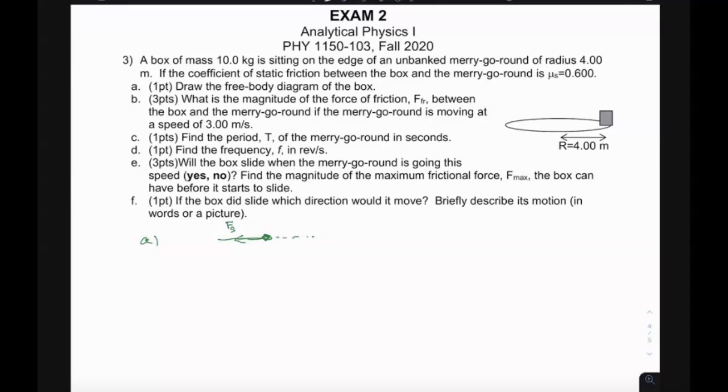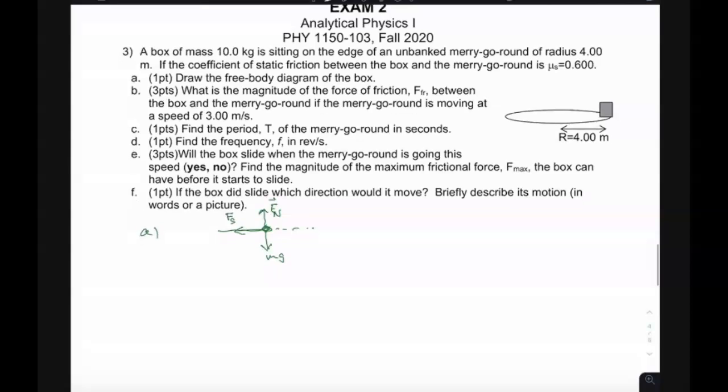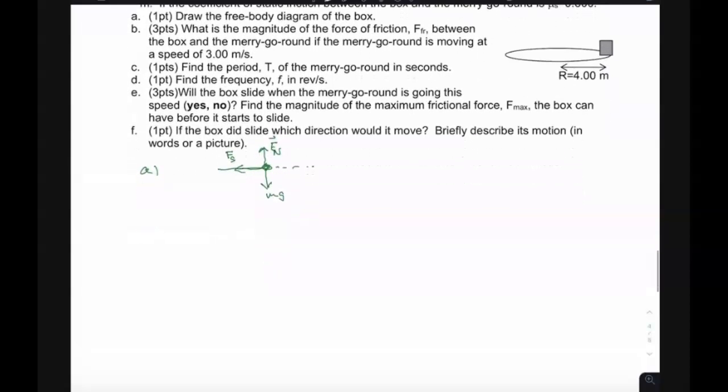Acting vertically, we have a weight acting down, and we have the normal force balancing it, acting up. Okay, so that's part A, worth 1 point. In part B, what is the magnitude of the force of friction?